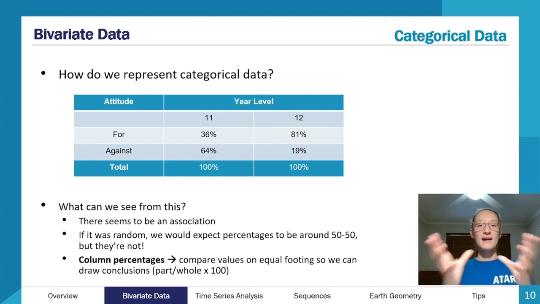So bringing it back again to what I was talking about earlier with how do we represent our different types of data. So how do we represent categorical data? We represent it in a two-way frequency table. So we have an example of one of these here.